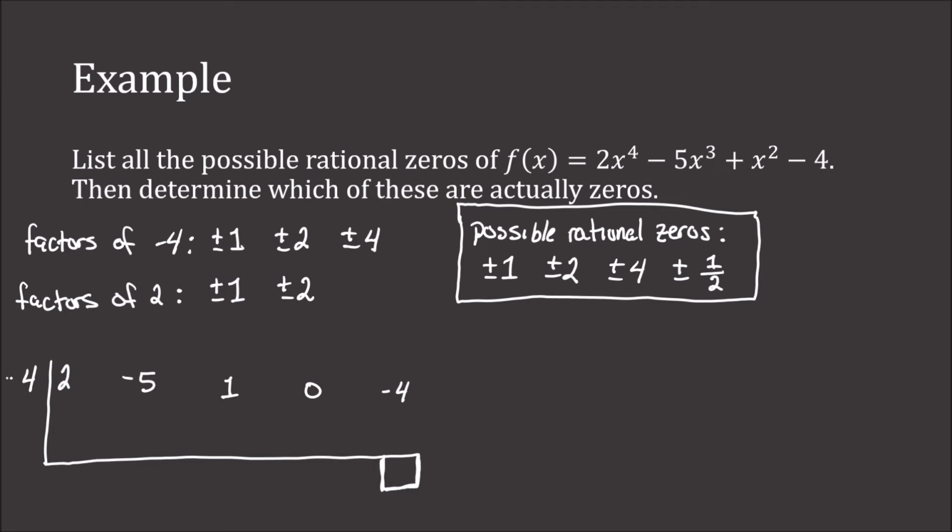So now let's try negative 4. 2 times negative 4 is minus 8, minus 5 is negative 13, times negative 4 is 52, plus 1, 53, times negative 4 is negative 211, plus 0 is negative 211, times negative 4 is 848, minus 4 is 844. That's not 0.